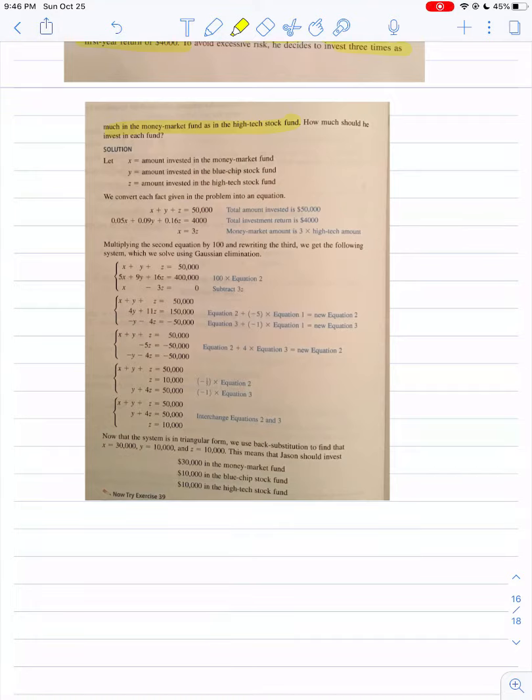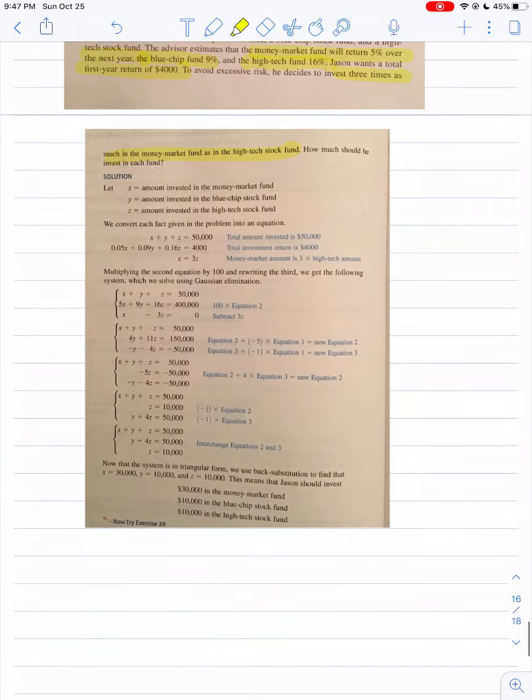So now I use back substitution. I have z is 10,000. I plug that into my second equation, and I get y equals 10,000. Then I plug my z and my y into my first equation, so I get x equals 30,000. So that's the money in the money market fund, 10,000 is the money in the blue chip stock fund, and 10,000 is in the high-tech stock fund that I'm investing.